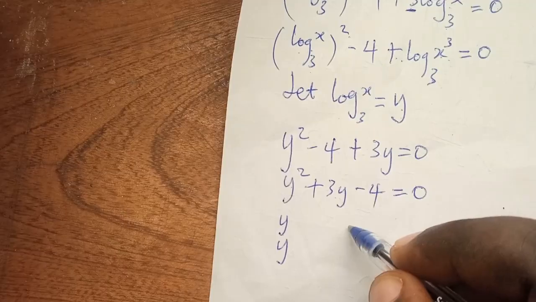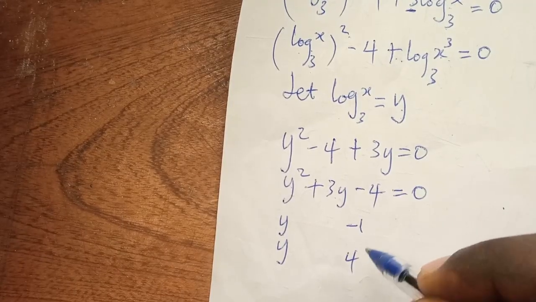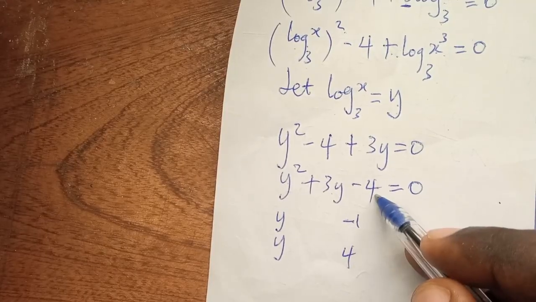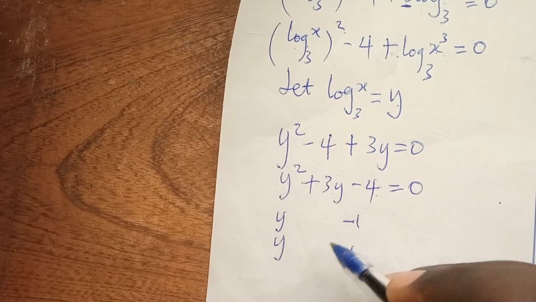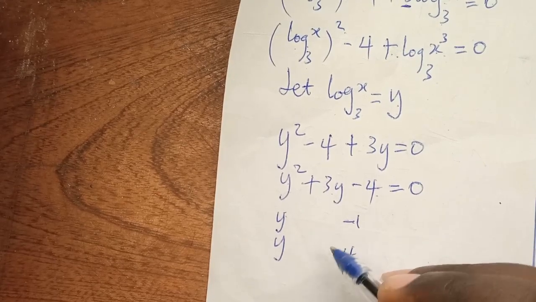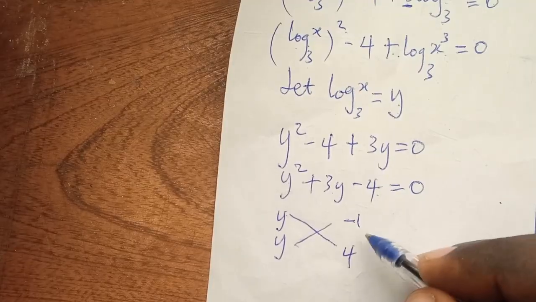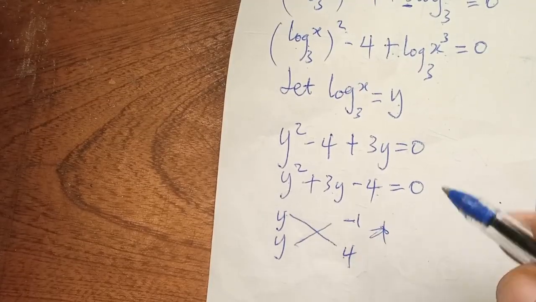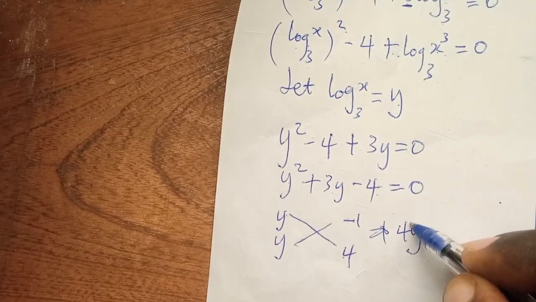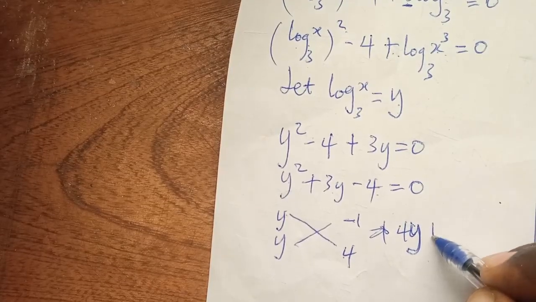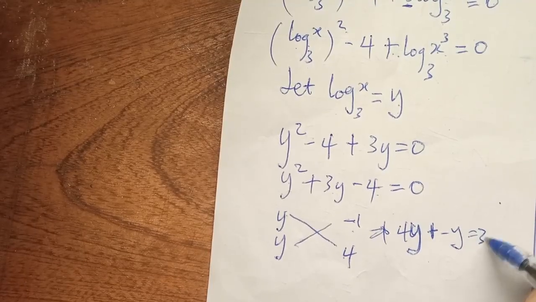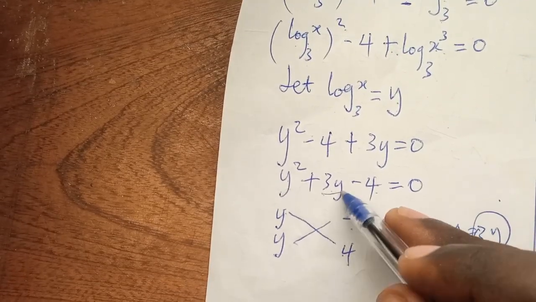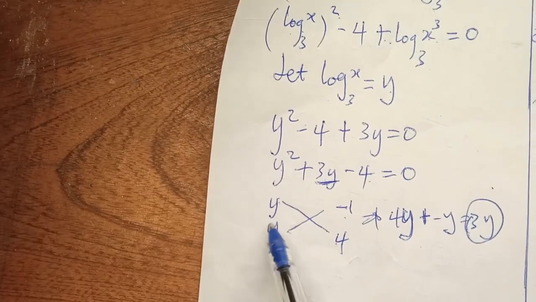Minus 1 times 4 gives us minus 4. So 4 times y gives us 4y, and y times minus 1 gives minus y. So like this minus this. If we look at it, 4 times y, which is 4y, plus y times minus 1, minus y, gives 3y. So it has given us the middle expression, which means that this factor is correct.